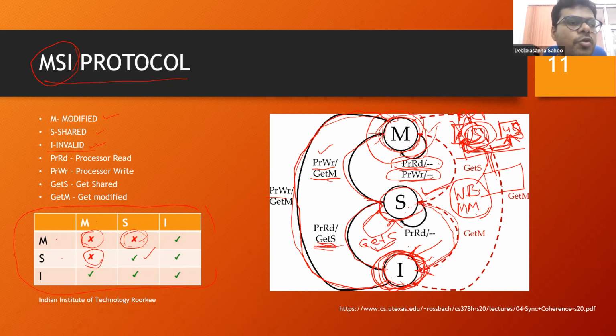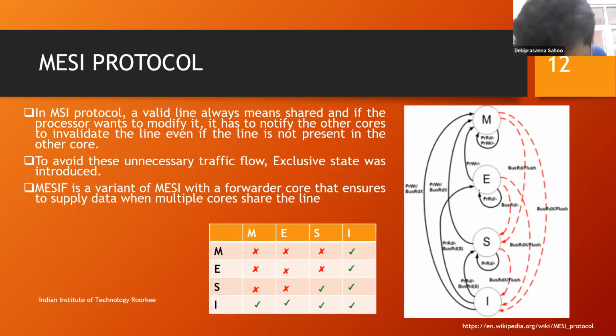Okay. So let's go into the next protocol, which is one of the most commonly used protocols, known as the MESI protocol. Now, in the previous slide, we saw the MSI protocol. In the MSI protocol, a valid line always means shared. So for example, again, let's go back to the example that you are one of the cores and I am one of the cores.